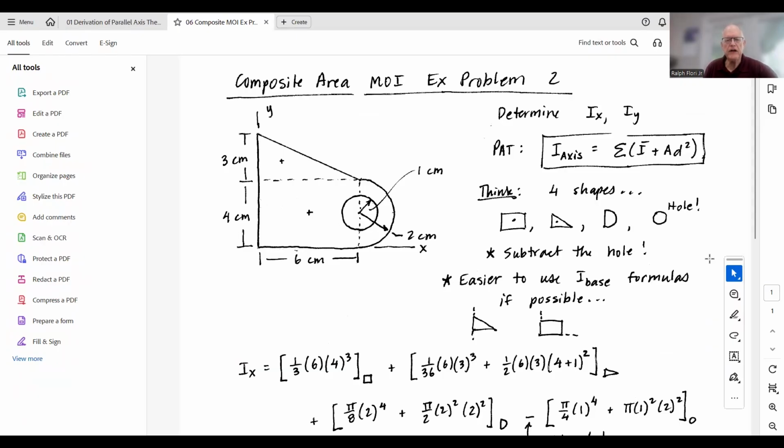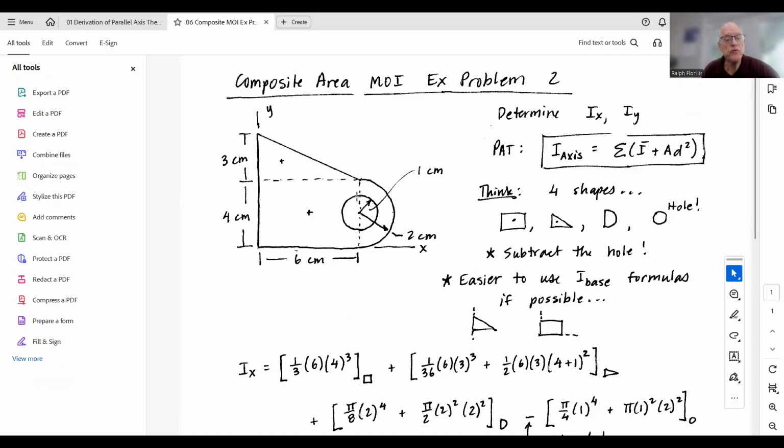In this video, we're going to start a section on area moments of inertia of composite areas. By composite areas, I mean an area that's made up of several subareas. For example, this is an example problem that we'll work a little bit later, but this is a shape that's made up of a rectangle, a triangle, a half circle, and has a circular hole.